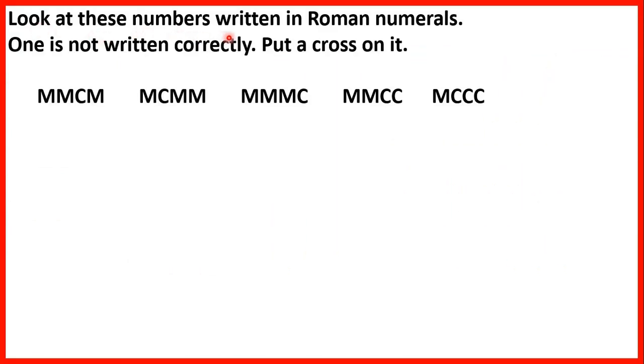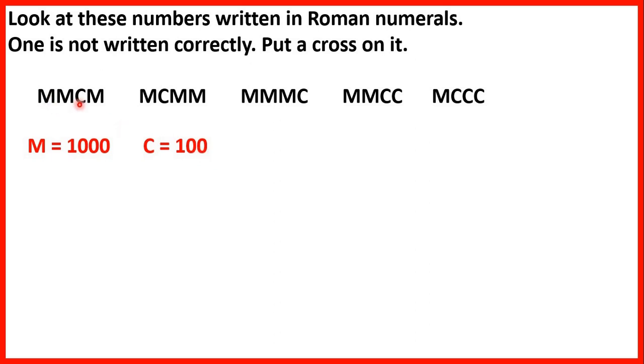Look at these numbers written in Roman numerals. 1 is not written correctly, put a cross on it. So we have Roman numerals which all use the letters M and C. So we need to remember that M represents 1000 and C 100.